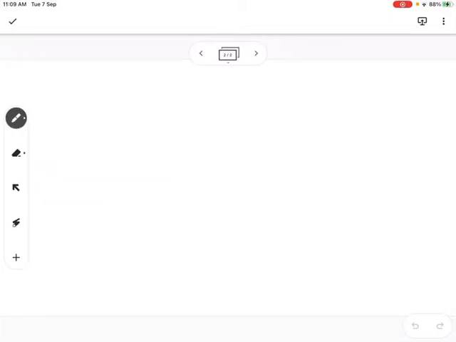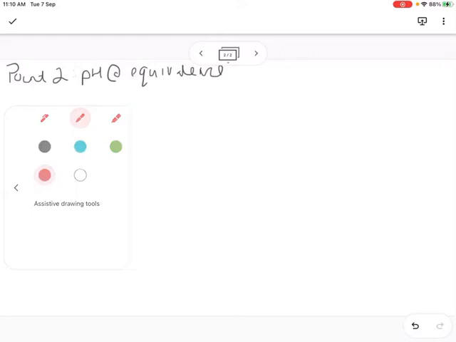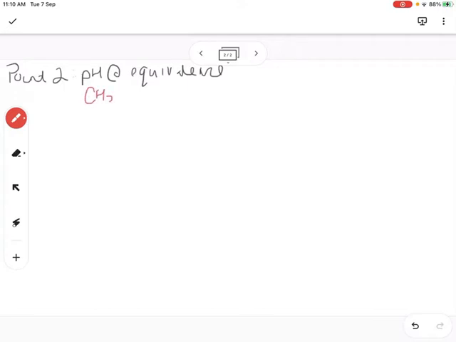And the second point I'm going to calculate is the pH at equivalence. Okay, so we're going to go back, and the first thing that we need to do to work out the pH at equivalence is to make sure we've got the titration equation. So in this case, the titration equation looks like this.